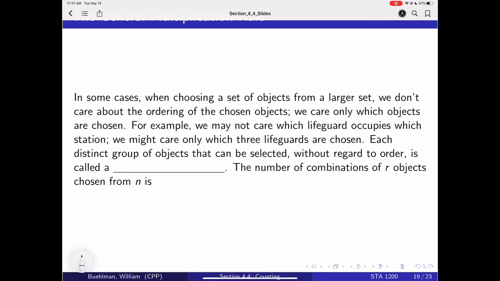In some cases, when choosing a set of objects from a larger set, we don't care about the ordering of the chosen objects. We only care which objects are chosen. For example, we may not care which lifeguard occupies which station. We might only care which 3 lifeguards are chosen. Each distinct group of objects that can be selected without regard to order is called a combination.